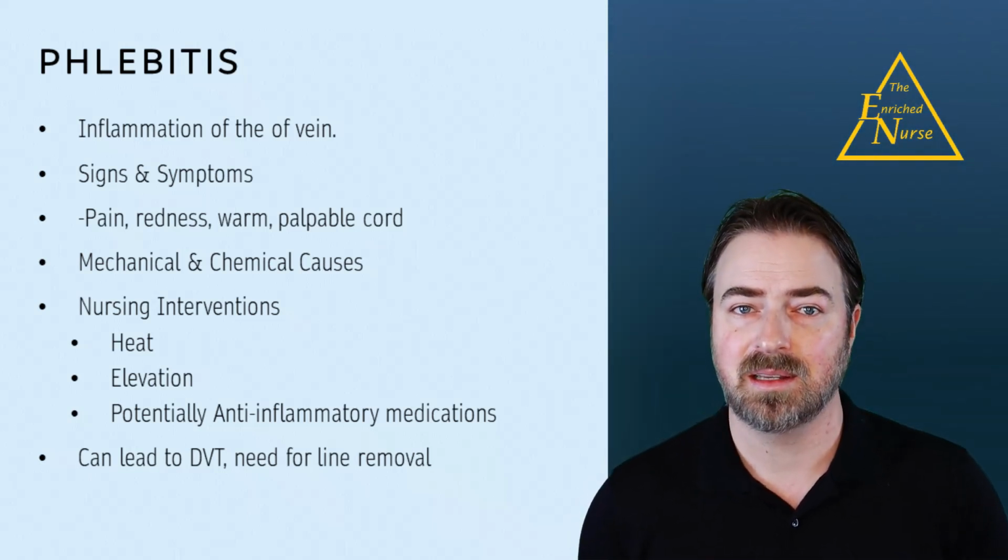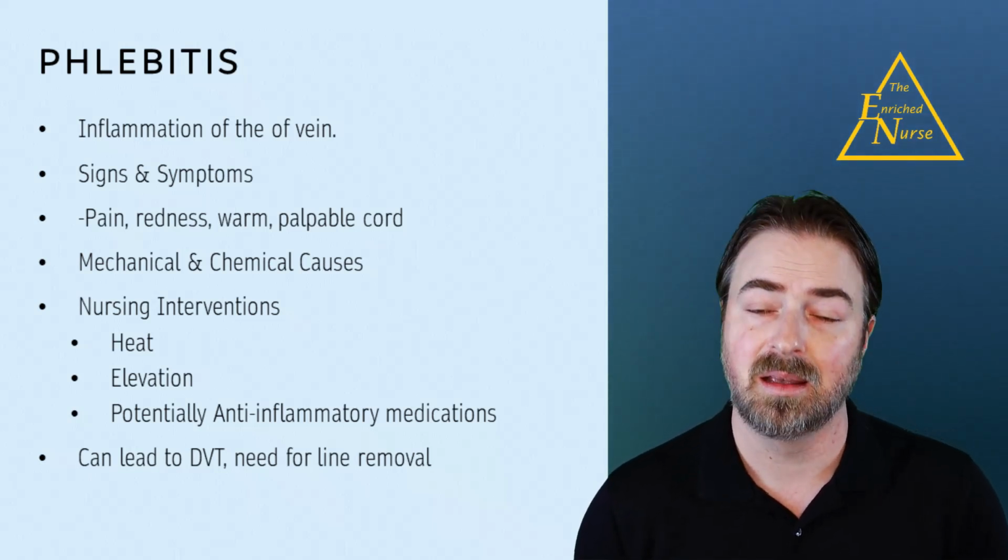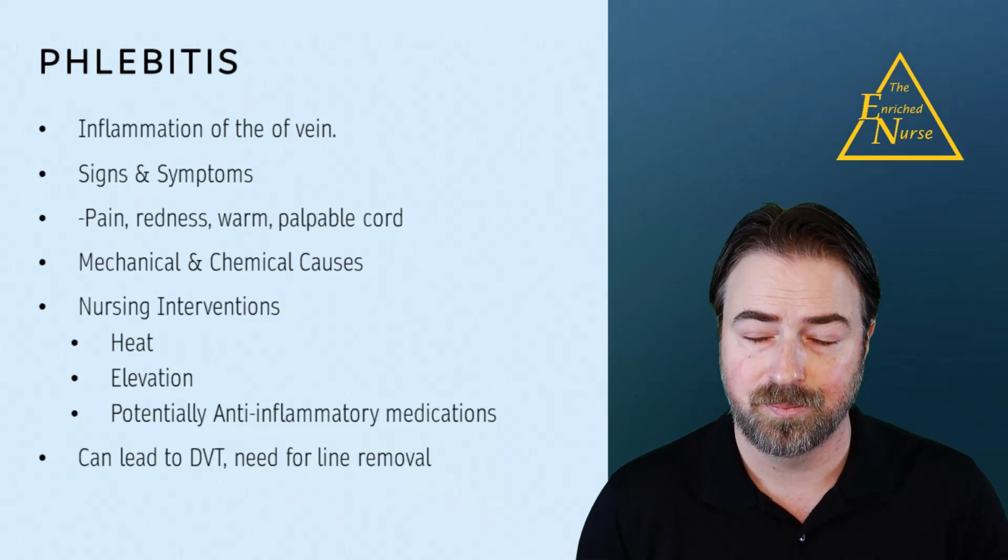Phlebitis is treated with heat, elevation, and potentially anti-inflammatories. If the site remains symptomatic, the line may need to be removed.